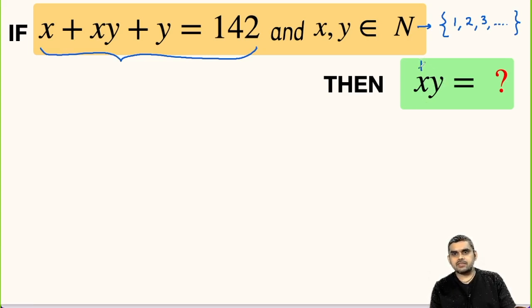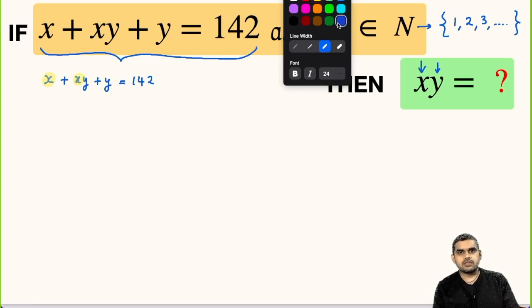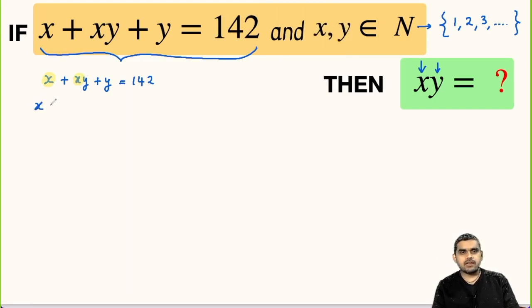So for that we must know the value of x and the value of y. So let us see how we are going to solve this question. So let us note down the question as it is. x plus xy plus y equals 142. Now we can see that in the first two terms, x is common. So we can take it outside. So we will be left with x times 1 plus y, and then plus y equals 142.